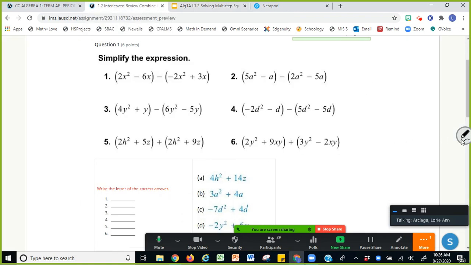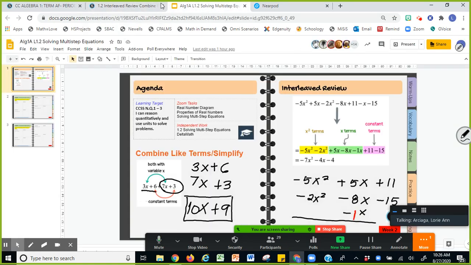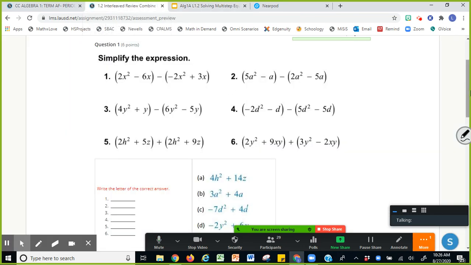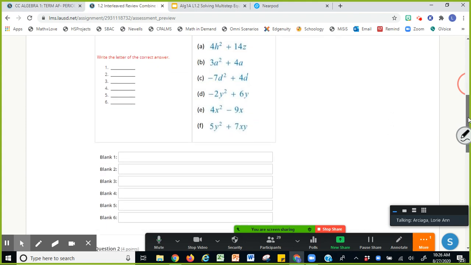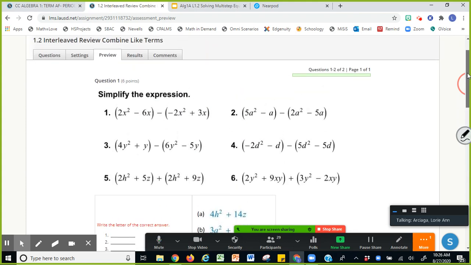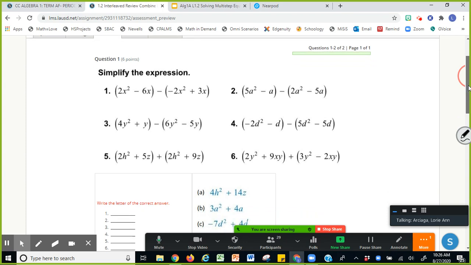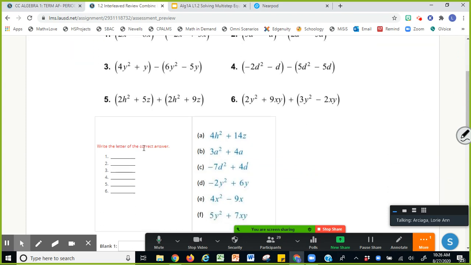So in your warm-up, let me clear the ink. Here we go. So in your warm-up, go ahead and open 1.2 interleave review combined like terms and start working on that. You just have to write the letter of the correct answer.